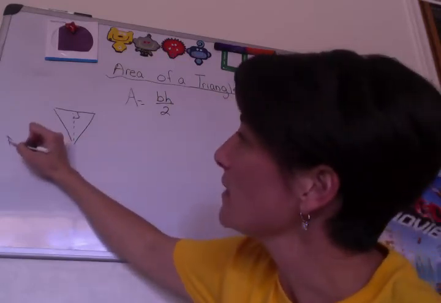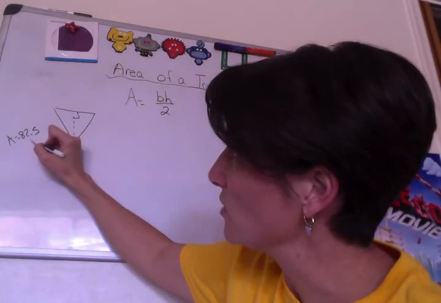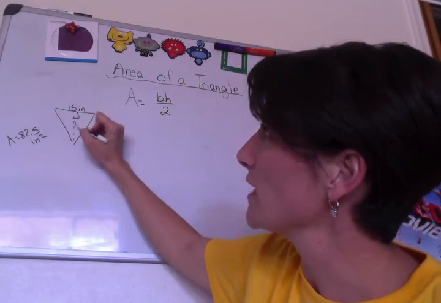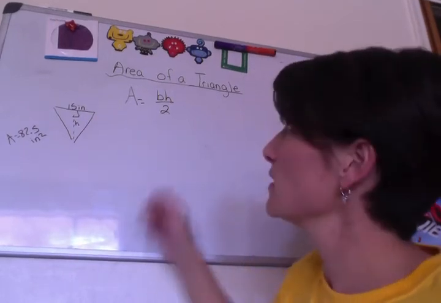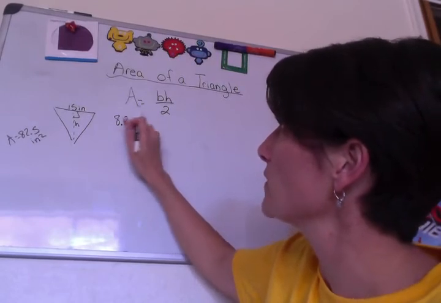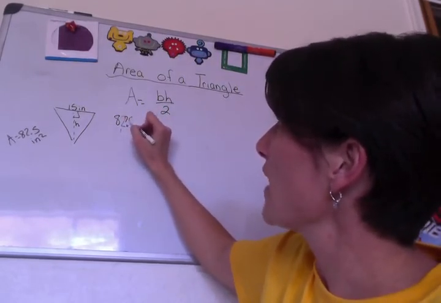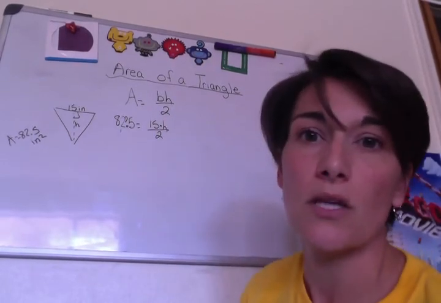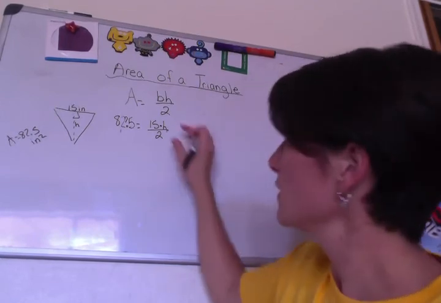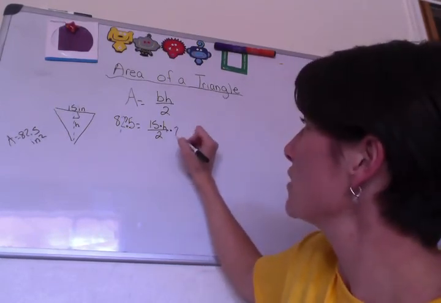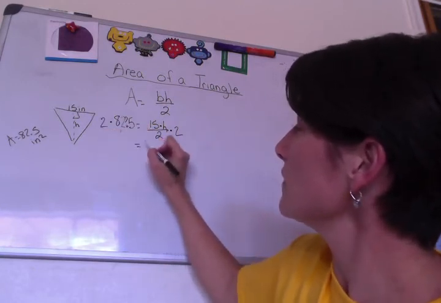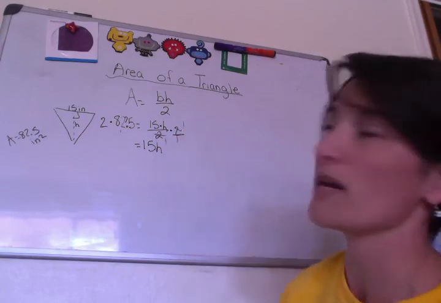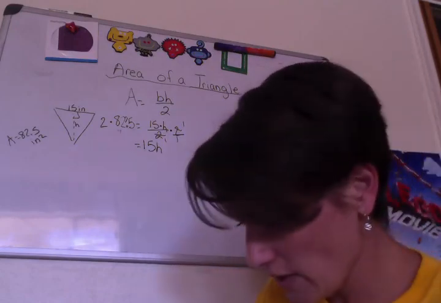Okay, so let's say they tell me area is 82.5 inches squared. They tell me that my base is 15 inches, and they're telling me I don't know what my height is. So all I'm going to do is plug in my numbers. So I have 82.5 equals 15 times h divided by 2. So now I'm going to start using my algebra to solve. Over here is a division problem, so I'm going to multiply by 2. And so I'm going to have 15h because these two cancel each other out, because this would just be 1 and 1. So I'm left with 15h. Over here I need to do my math.